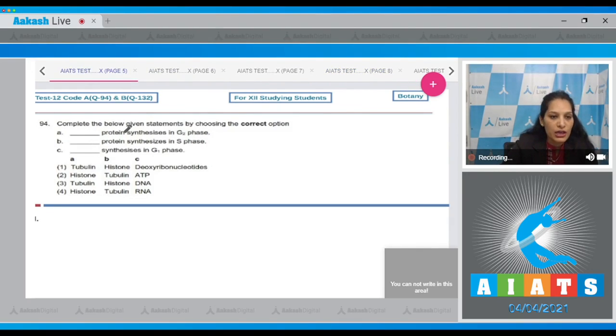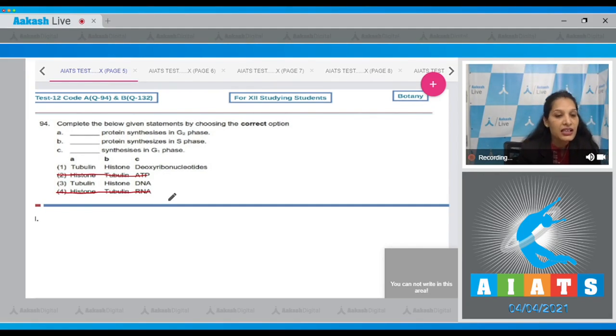Question number 94. Complete the below given statements by choosing the correct option. A, dash protein synthesizes in G2 phase. The tubulin protein is synthesized in the G2 phase because histone is synthesized in the S phase. So option number 2 and 4 are ruled out. Now B, dash protein synthesizes in the S phase. It is the histone protein. So B should be histone.